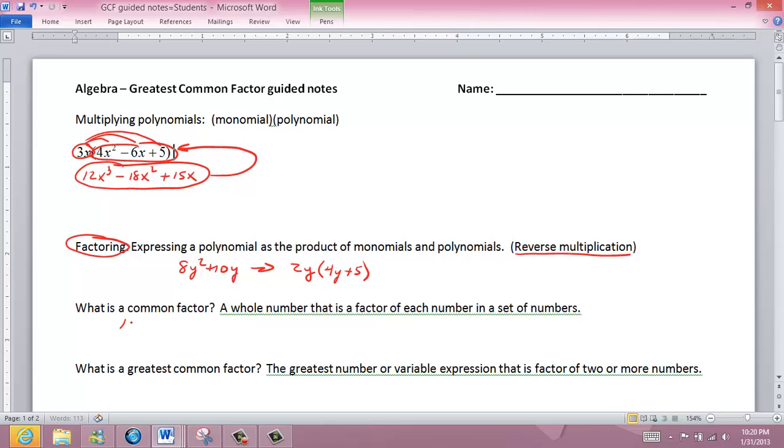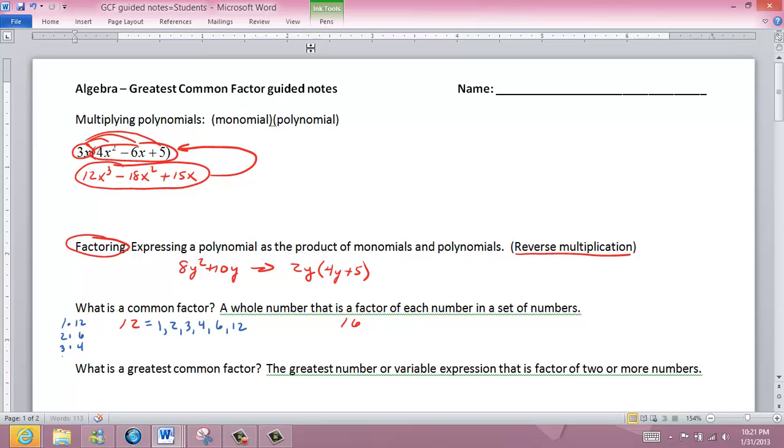So, for instance, say we take the number 12 and the number 16. If we list all the pairs of factors, meaning the numbers we multiply to get the product, for 12 we have 1 times 12, 2 times 6, and 3 times 4. That's it. So the factors of 12 are 1, 2, 3, 4, 6, and 12.